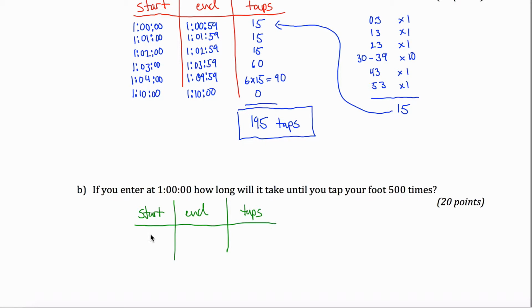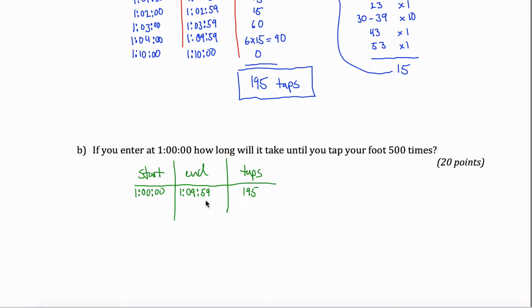And I know from above that if I start at 1:00 and I end at 1:09:59, then I'm going to tap my foot 195 times. And you're like, wait, above we ended at 1:10, not 1:09:59. Yeah, that's true, but there were no taps in that last second. So we still get 195 in this time period.